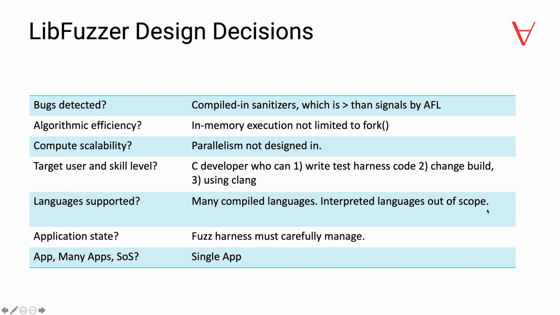So the bugs detected are compiled-in sanitizers. They took a different design decision than AFL, and in fact, they can detect more issues. But the expense they have is that they have to be compiled in, and you have to be using the Clang compiler. If you've read any papers in application security, one of the ones I really recommend is from Dawson Engler. It's called Billions of Lines of Code Later.